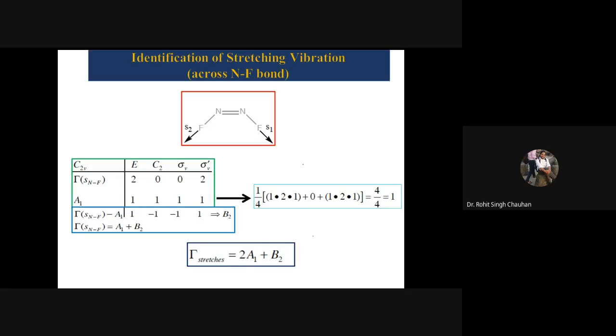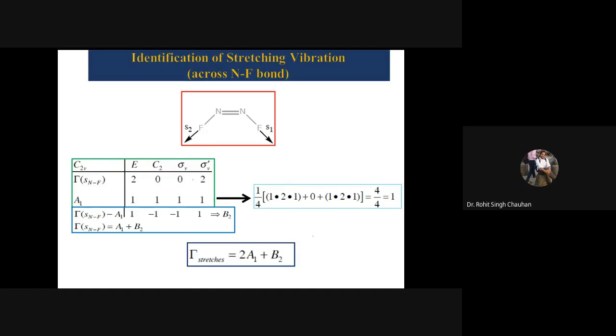Okay. Good. What about sigma V? Why is it 0? So it is the mirror plane. This sigma V belongs to which plane actually?